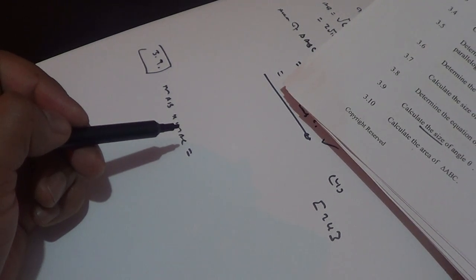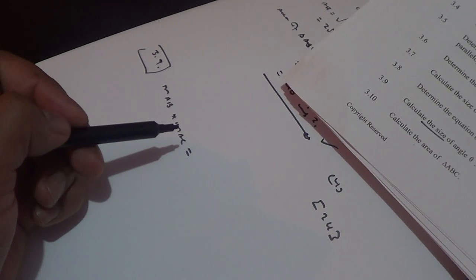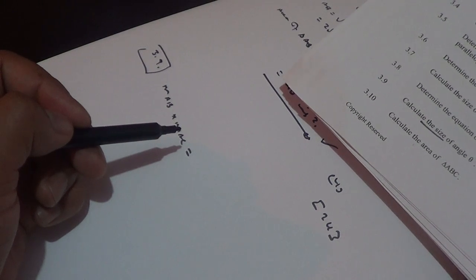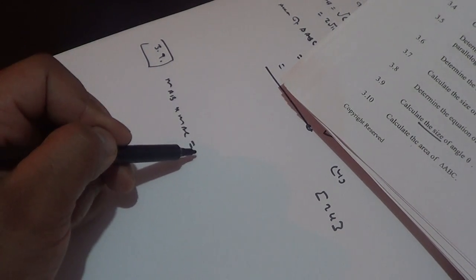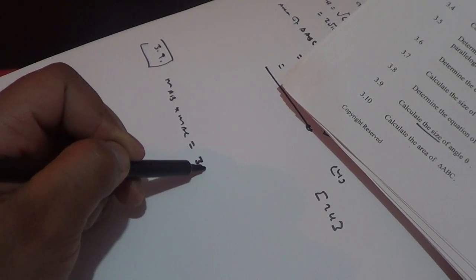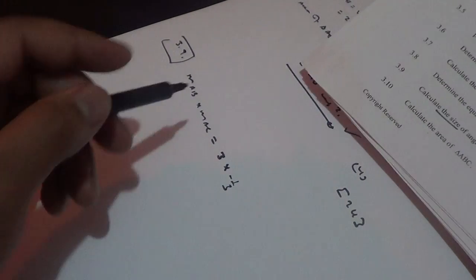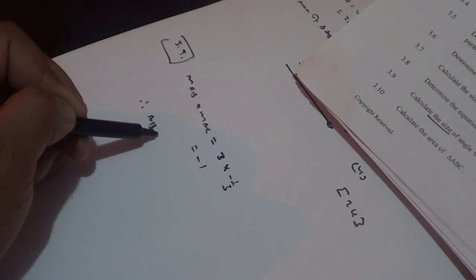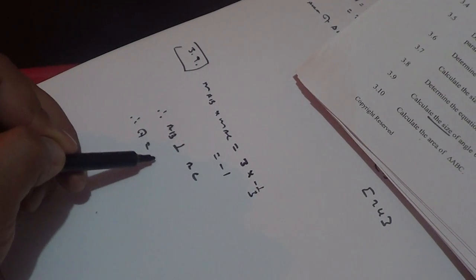We calculated the gradient of AC from above by looking for alpha, and therefore we got minus 3. And then we calculated the gradient of AB from above. The gradient of AB was 3, multiplied by that of AC, minus a third, which is minus 1. We can say therefore AB is perpendicular to AC. Therefore theta is 90 degrees.